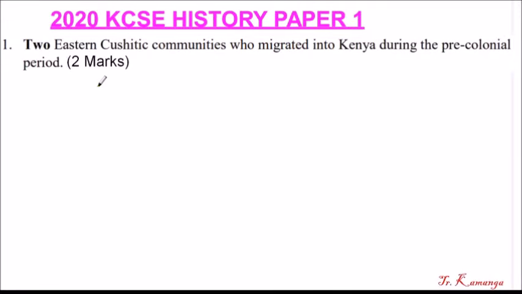So this is question number 1. You are told to name 2 Eastern Cushitic communities who migrated into Kenya during the pre-colonial period, and you are given 2 marks. So the answer that I'm going to provide has more than 2 points. So if you mention any of the two, then you'll be able to get the question right.